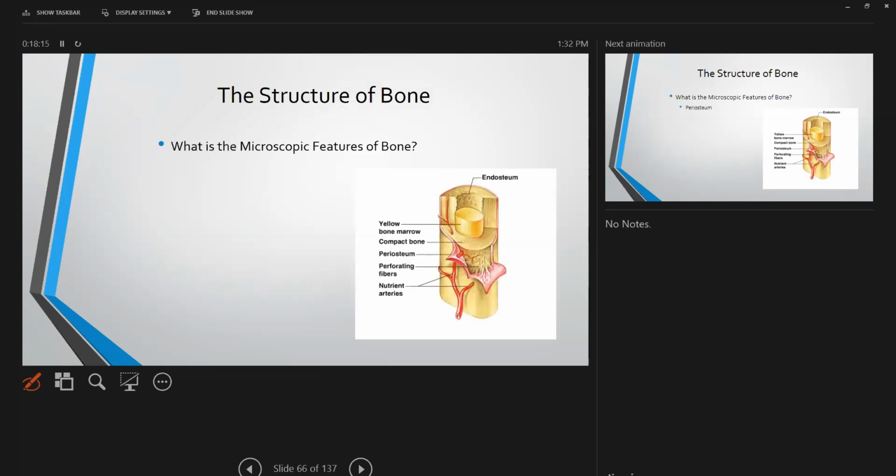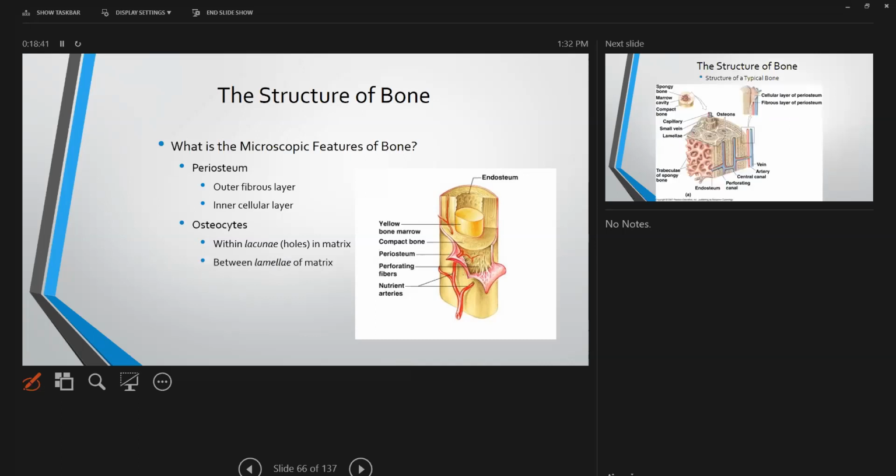The structure of bone, what is the microscopic feature of bones? So as we get closer, we can see the periosteum and the type of cells that are there, the outer fibrous layers, intercellular layers, the osteocytes. The osteocytes are housed within the lacunae, which are the holes in the matrix, and between the lamina of the matrix themselves.